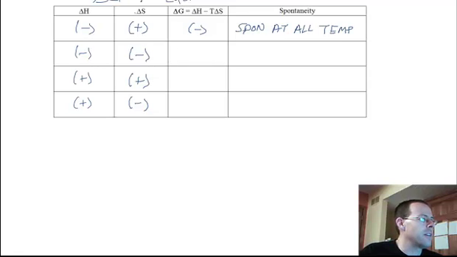If our delta H is negative and our delta S is negative, we could have both a negative delta G and a positive delta G. Okay, so the negative would be spontaneous, while the positive is going to be non-spontaneous. And in this case, we might say it's spontaneous at low temperatures. But when is it non-spontaneous? If the temperature is high enough, it becomes non-spontaneous. So at high temperatures.